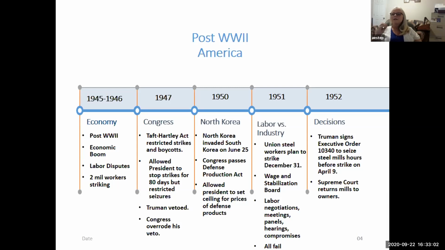So what he does is he doesn't want to use the Taft-Hartley Act. He instead uses the Defense Production Act. He sets up a wage and stabilization board, and they spend months working on negotiations and meetings, panels. They have hearings, compromises, and all of these fail. So right before, hours before the strike is going to start on April the 9th, he makes an announcement.